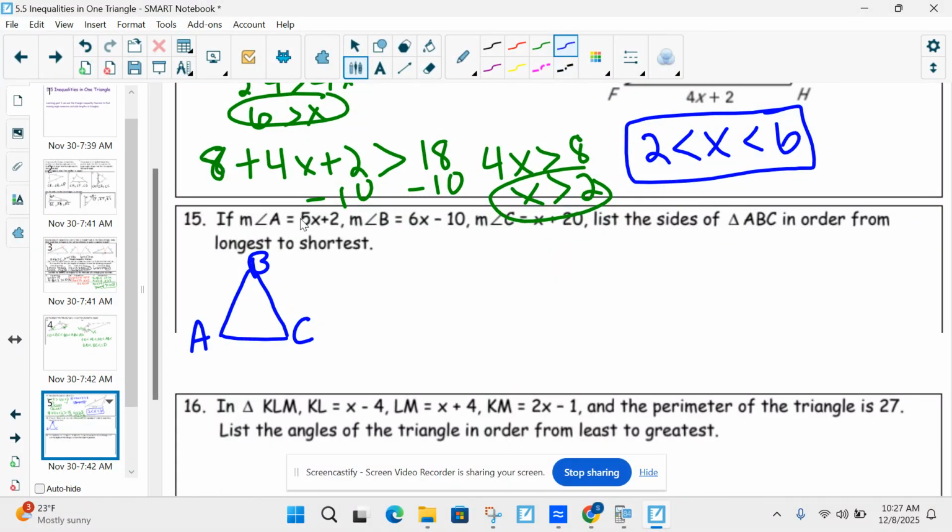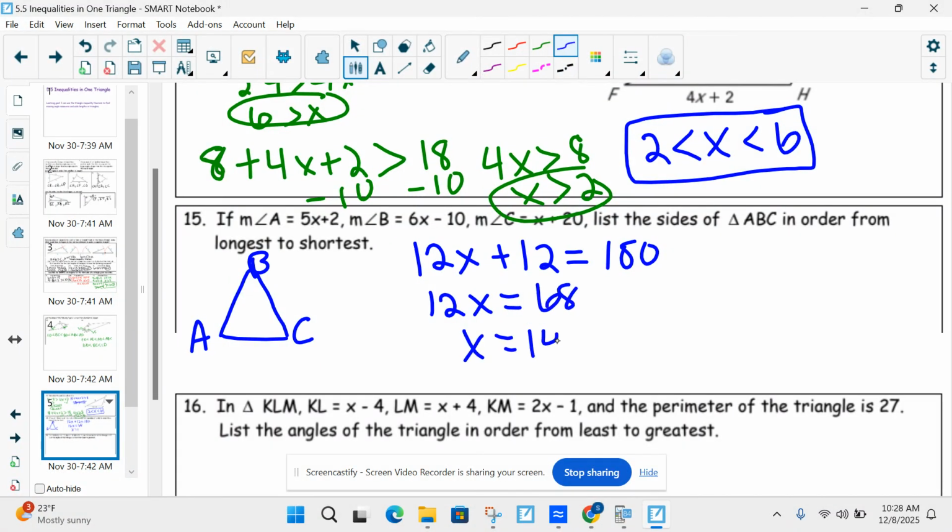So 5x plus 6x plus 1x would give us 12x. And then we've got negative 10 and 20, which is 10, plus 2 is 12. So 12x plus 12 equals 180. Subtract the 12 over to get 168. Divide by 12, and you get x equals 14.